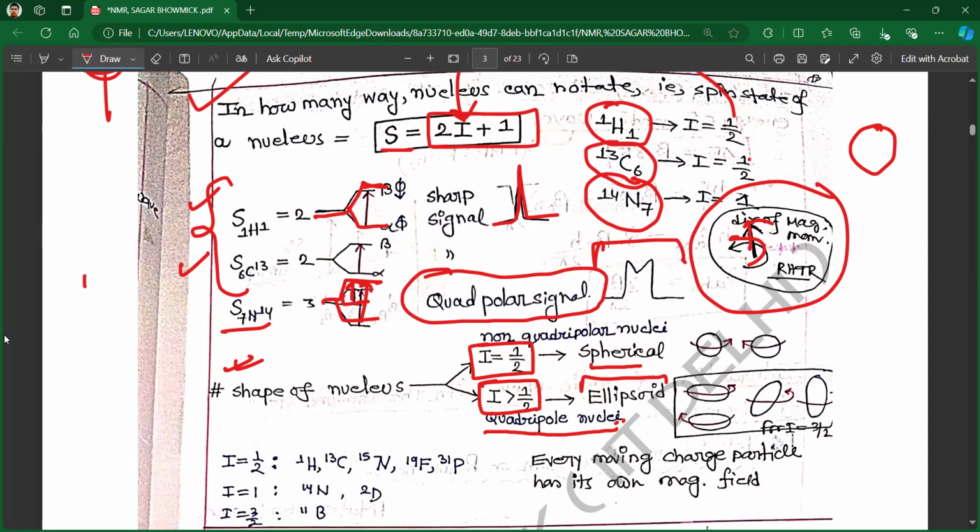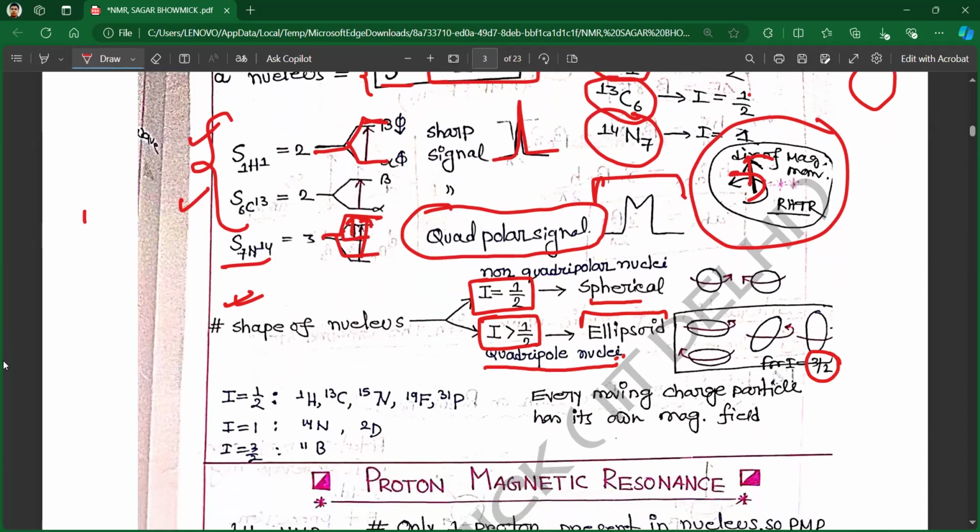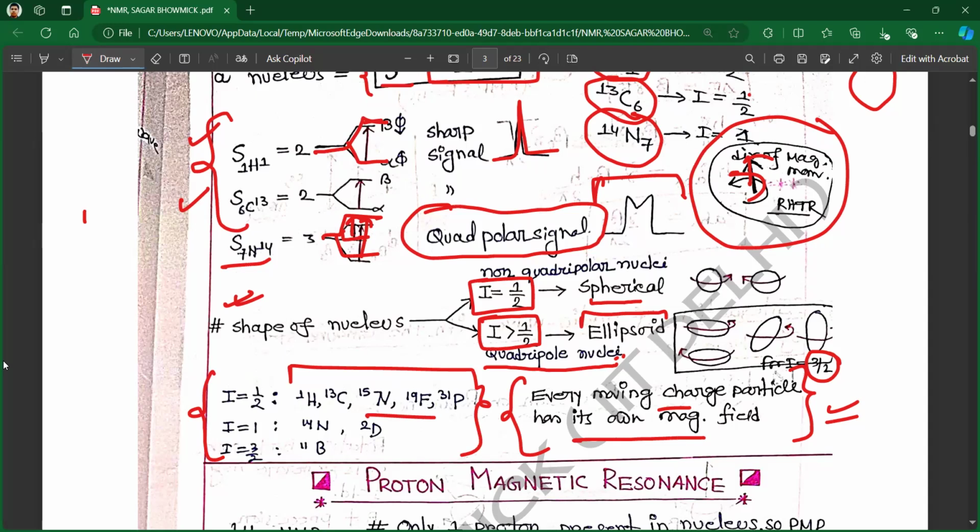For I equals 3 by 2, tell me what will be S's value? 3 plus 1, 4. So 4 types of orientation are possible like this. Every moving charged particle has its own magnetic field. This statement is actually the basic principle of NMR spectroscopy. Now I have written some popular examples of I values for some popular nuclei. You can read it.